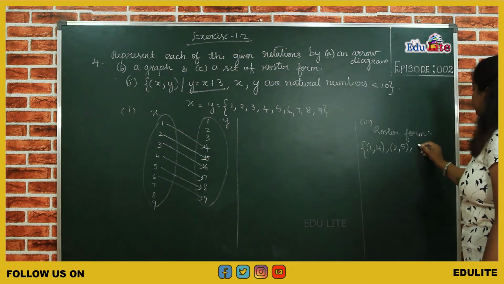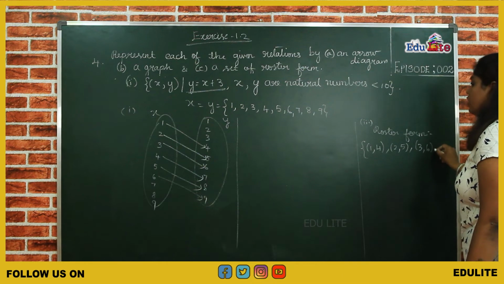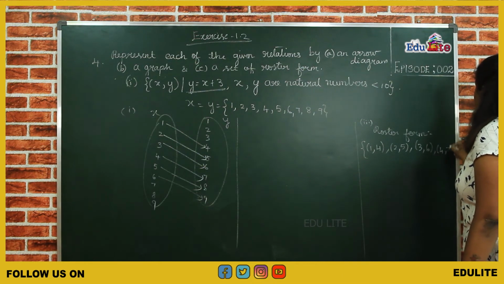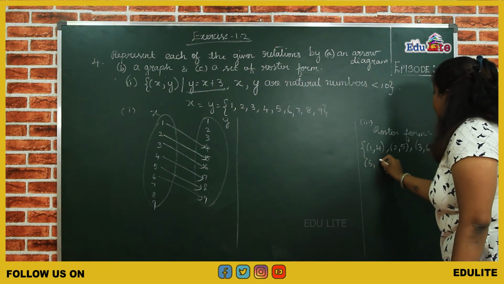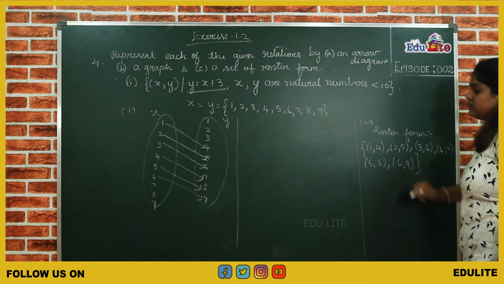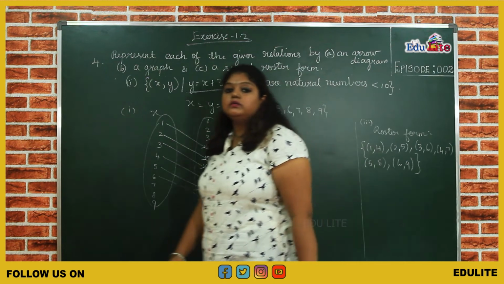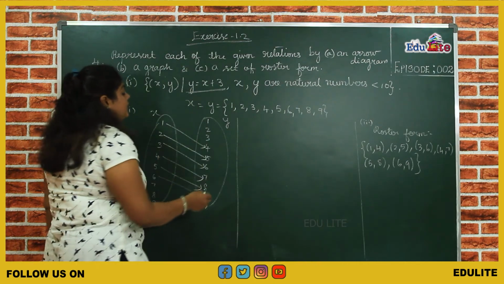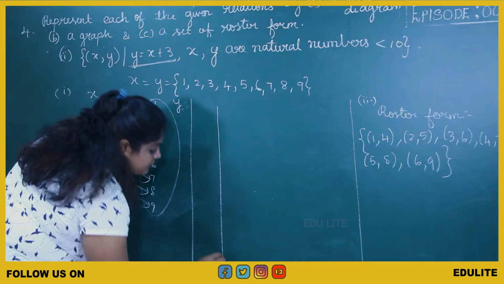Accordingly, if I write, I will get it as 3, 6, 4, 7, 5, 8 and 6, 9. We have completed the roster form as well. Now we have to do the second option, that is we have to represent it in a graph.